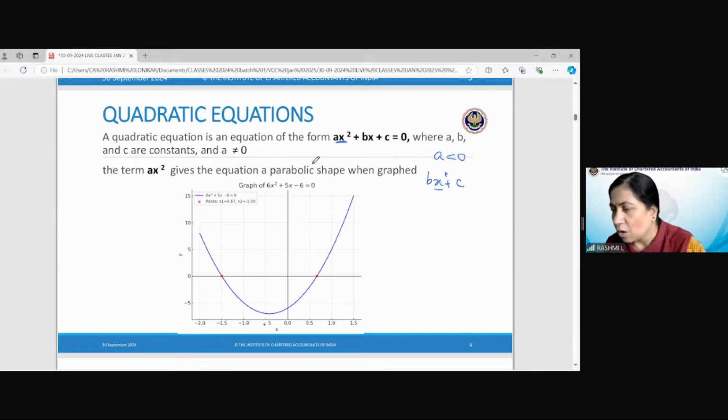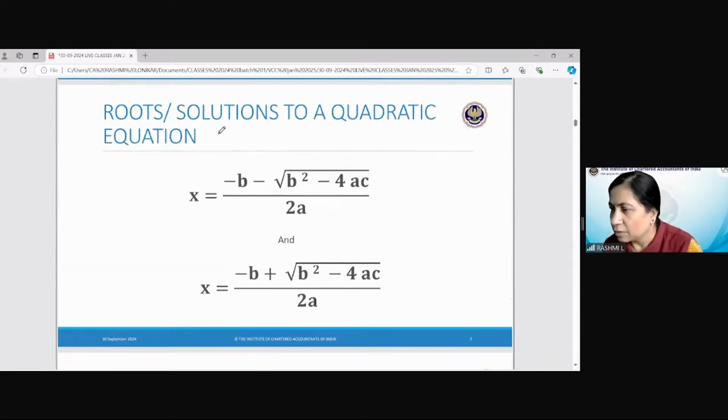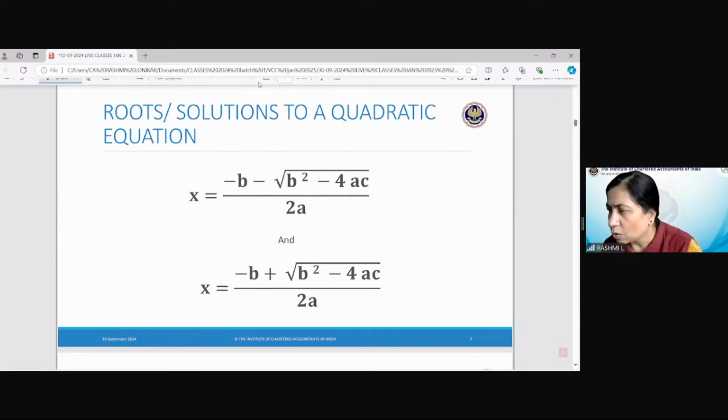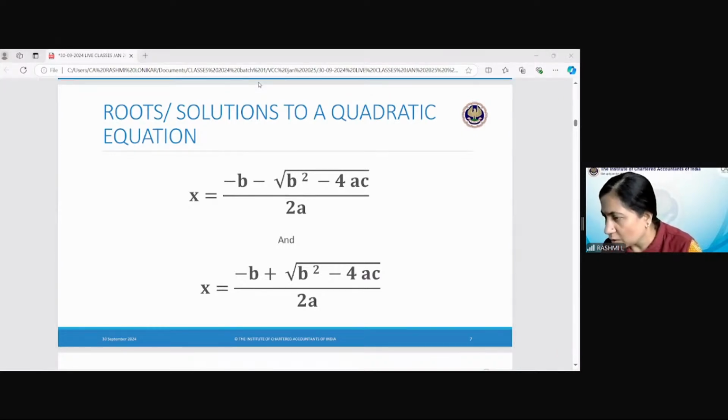If I plot this, for example, I have taken 6x square plus 5x minus 6 equal to 0, and I have plotted this. Those of you who have studied mathematics will understand this is a parabolic curve. Now let us go to what is the solution.